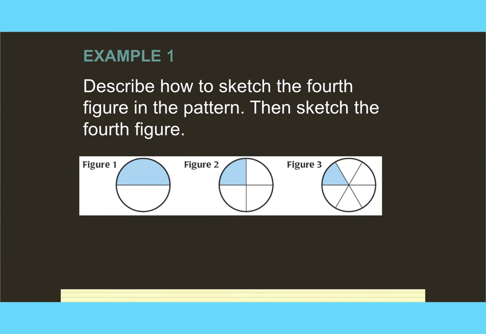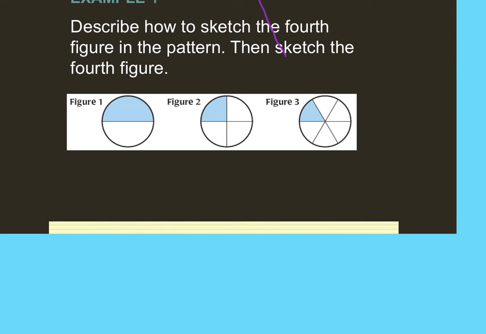This one says, describe how to sketch the fourth figure in the pattern and then sketch the fourth figure. So what's happening from figure 1 to 2 to 3, Santi? It goes 2, 4, and 6. You're cutting your circle into 2 parts, then 4 parts, then 6 parts. Okay, well, you can add more than one line, though, because we're going to have to, right? But yes, you're dividing all those parts. The fourth one's going to have more than that, right? Because we're dividing them each. We're dividing it into 8. There you go.